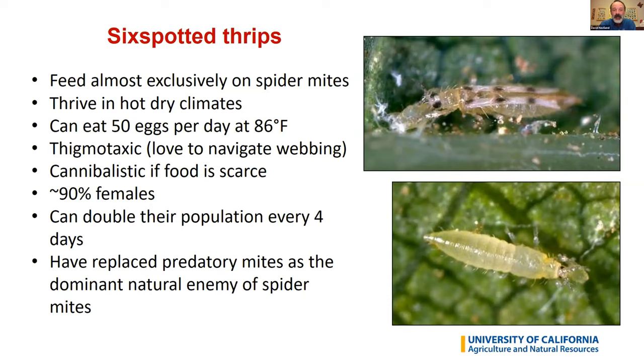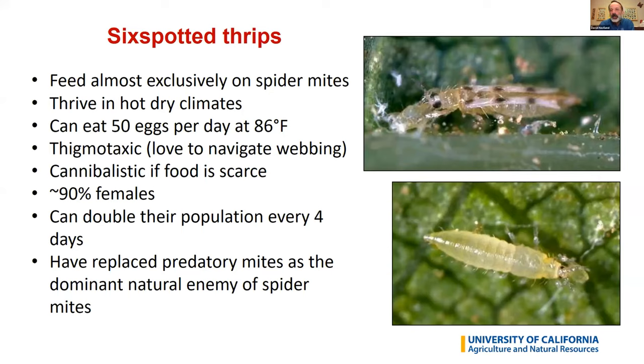From the literature, they can eat 50 eggs in a day at 86 Fahrenheit. So we know that they'll eat more than that as the weather is warmer. But these thrips love to be in webbing. They love to navigate it. They love to be inside of it. They are the absolute opposite of claustrophobic. Okay? Tight spaces are good.